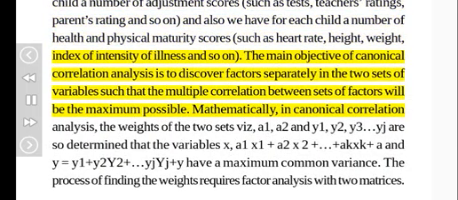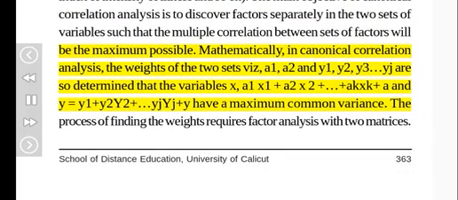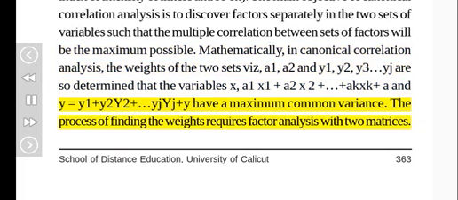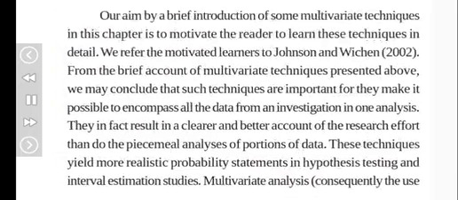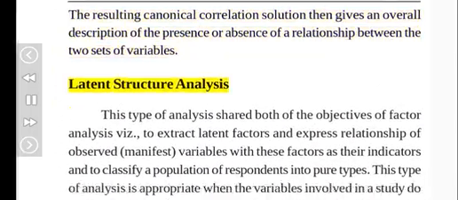The method of canonical correlation analysis is to discover factors separately in the two sets of variables such that the multiple correlation between sets of factors will be the maximum possible. Mathematically, in canonical correlation analysis, the weights of the two sets, viz. a1, a2 ... ak and y1, y2, ... yj, are so determined that the variables X = a1x1 + a2x2 + ... + akxk and Y = y1Y1 + y2Y2 + ... + yjYj have a maximum common variance. The process of finding the weights requires factor analysis with two matrices. The resulting canonical correlation solution then gives an overall description of the presence or absence of a relationship between the two sets of variables. Latent structure analysis.